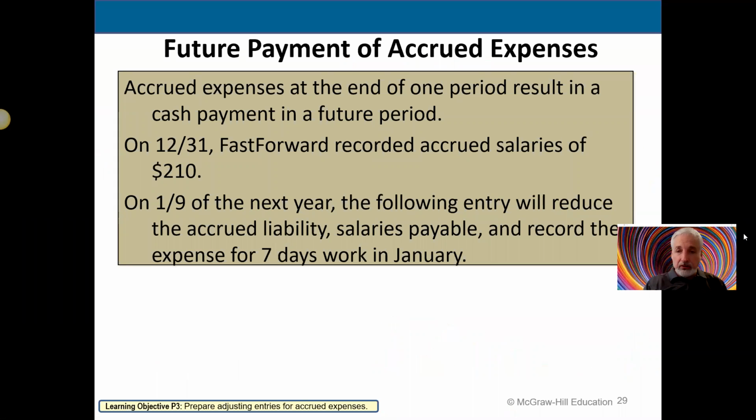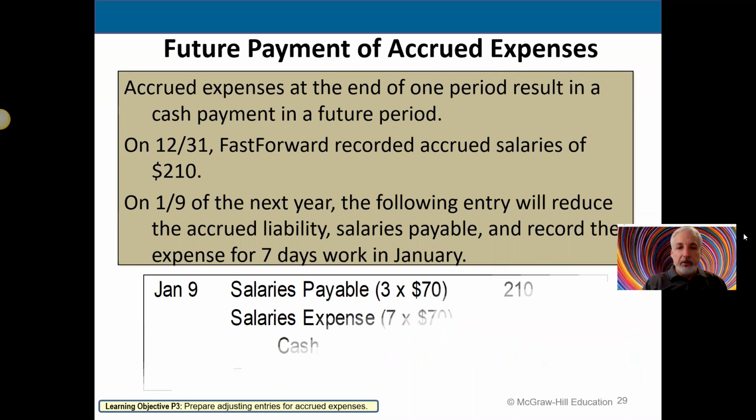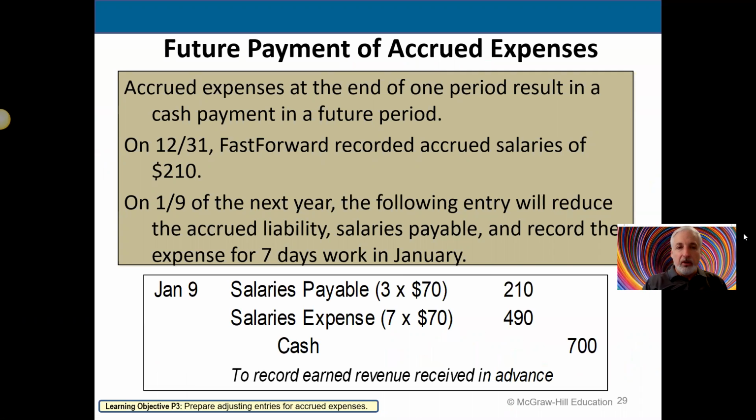So we have salaries. Next we'll reduce salaries payable. All right. And then what happens on January 9th, we write the check. The whole $700 goes out, but only $490 is an expense in the current year. The other 210 zeroes out the salaries payable. This is a January 9th transaction. So January 9th, we're paying the $700, but we're only recognizing in January $490 of expense because only $490 applies to the days worked in January. This 210 came back from December.